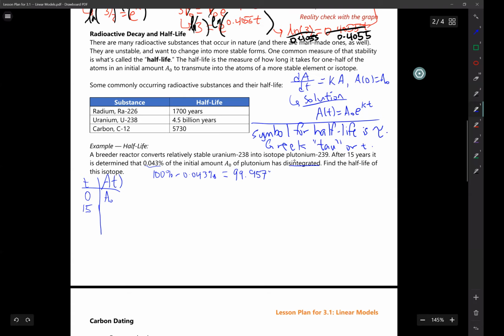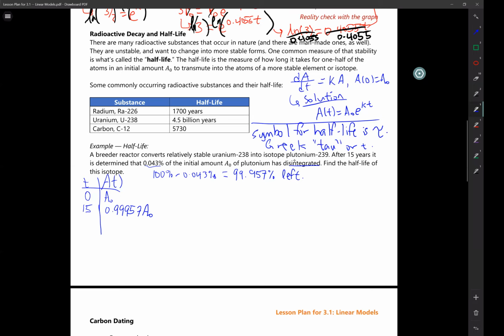Now that's a percent, so you just move the decimal twice over, and after 15 years we have 0.99957 A naught. So that's how much we have after 15 years, if I did that right, which I hope I did. Okay. So again, what are we going to do?